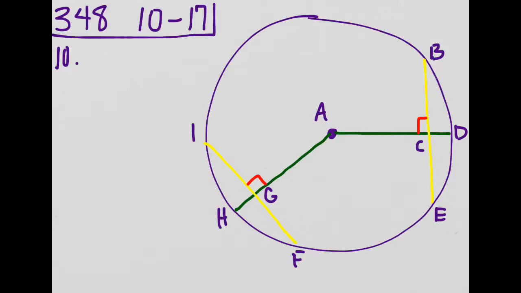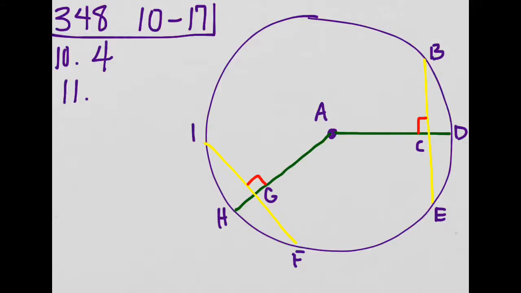All right. Number 10 says find AH if AD is equal to 4. Well, here's AH, and here's AD. If this green line is equal to 4, it's a radius. All the radii must be the same. This is also a radius, so it should also be 4. And there's no unit of measurement, so just leave it at that number. Okay, that one wasn't so bad, right?